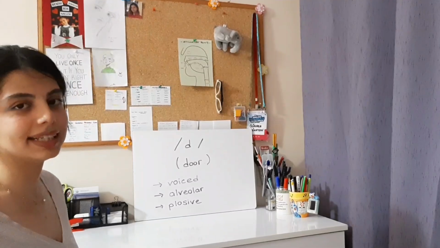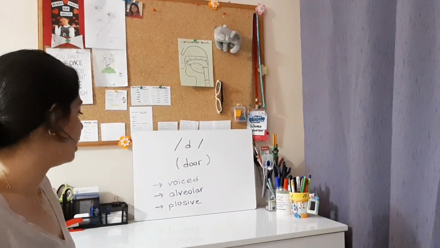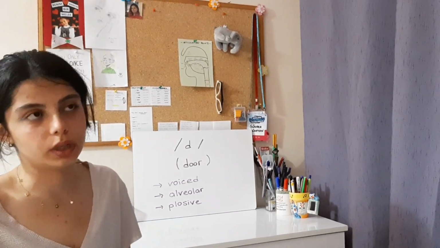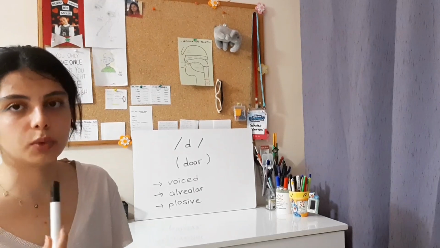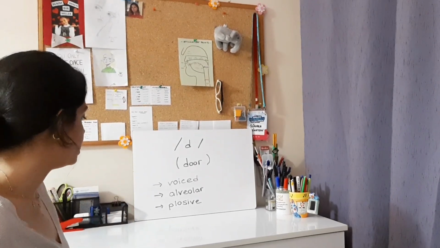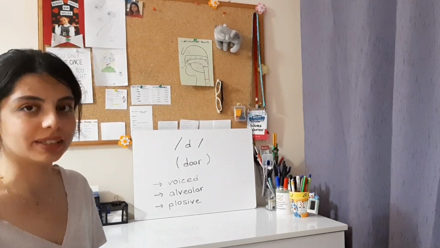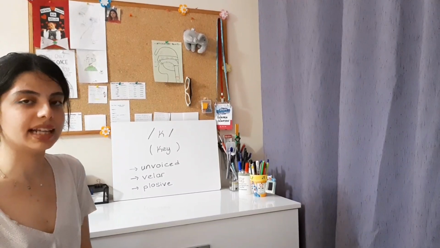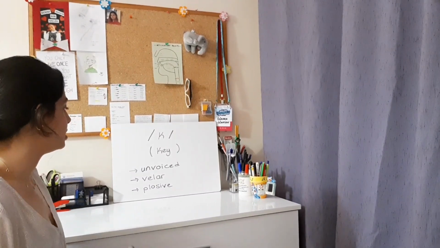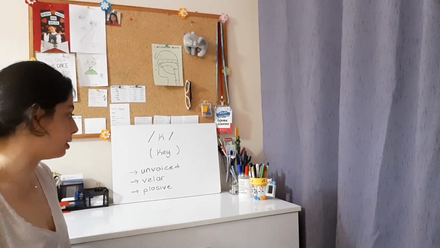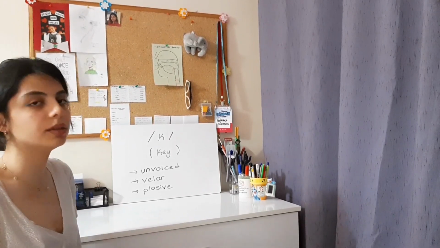Next is d, as in door. Its voice sound, its place of articulation is alveolar, so that means the tip of the tongue is close to the alveolar ridge. Its manner of articulation is plosive. Next consonant is k, as in key. It's an unvoiced sound, its place of articulation is velar, and its manner of articulation is plosive.